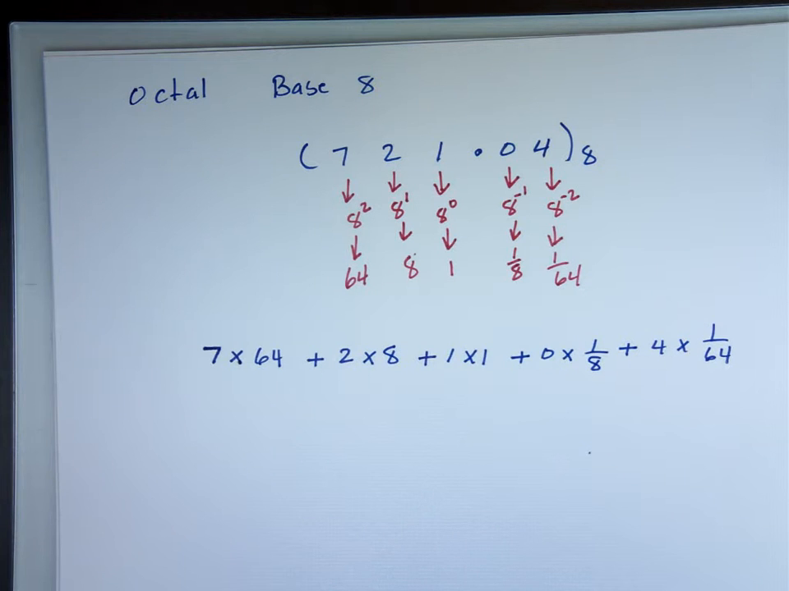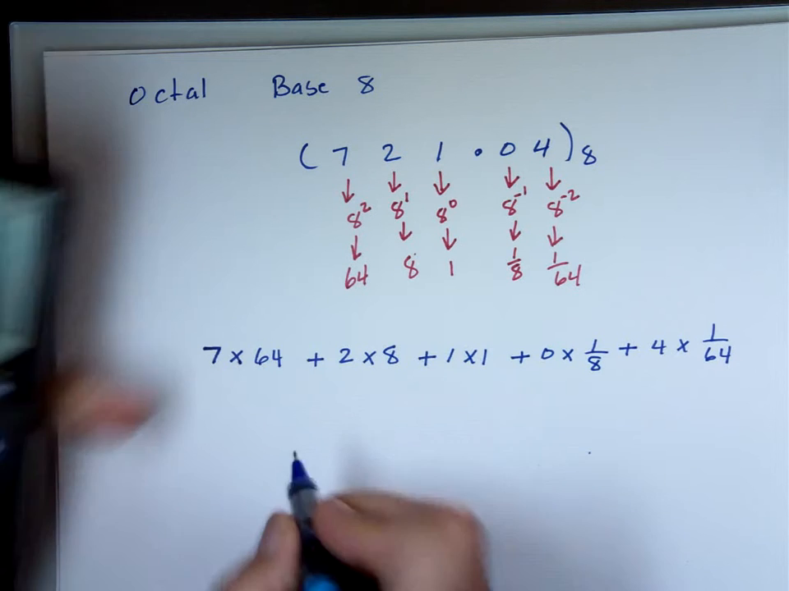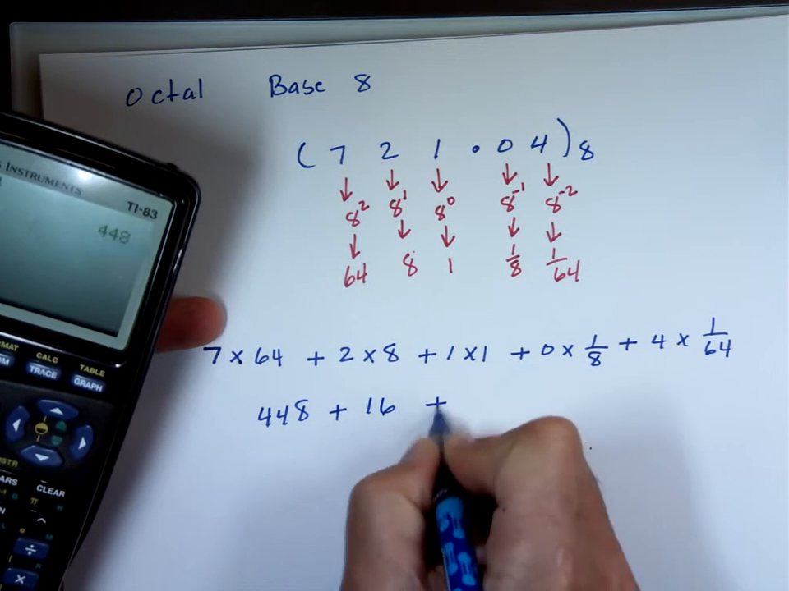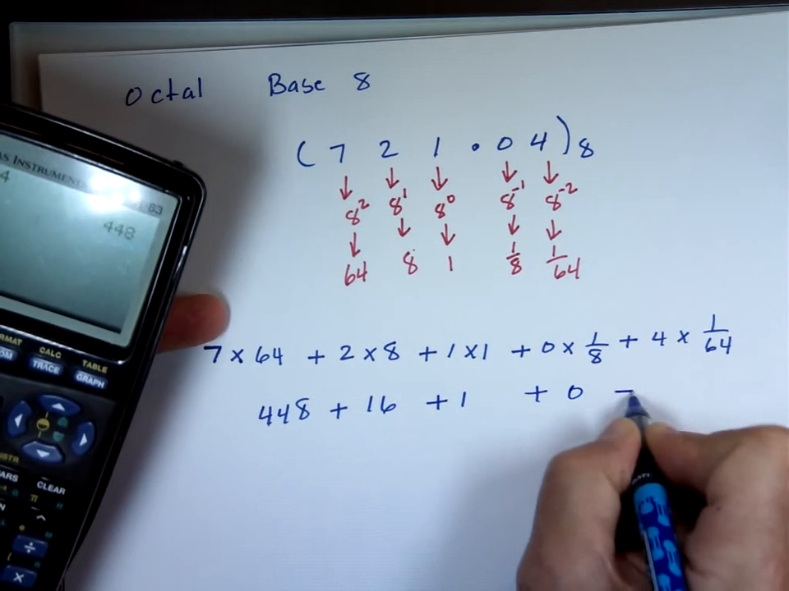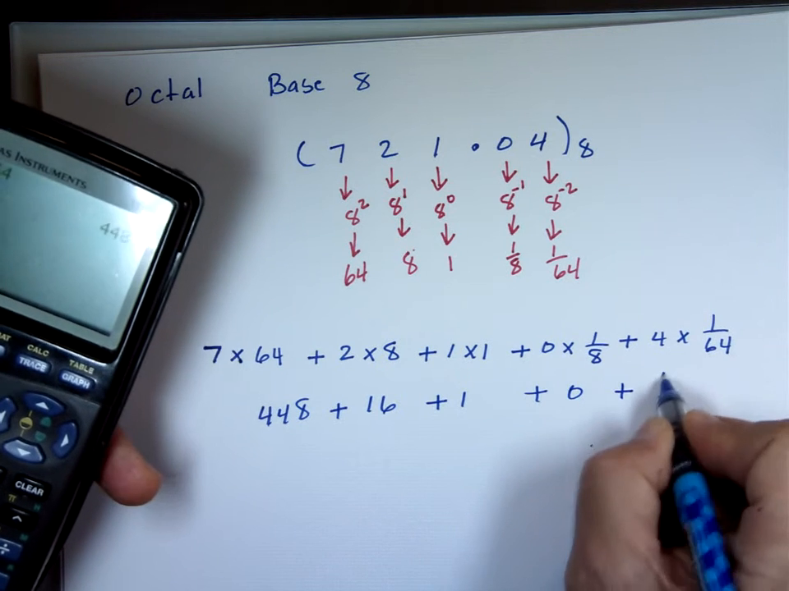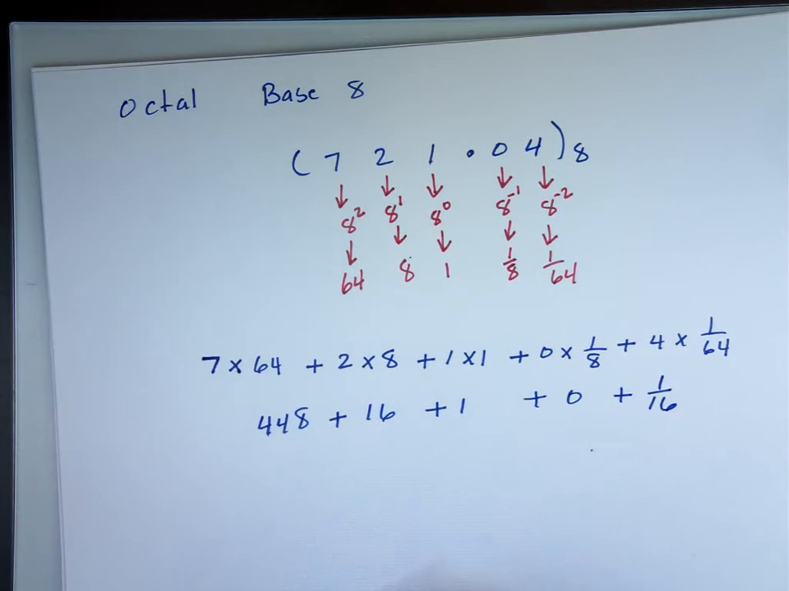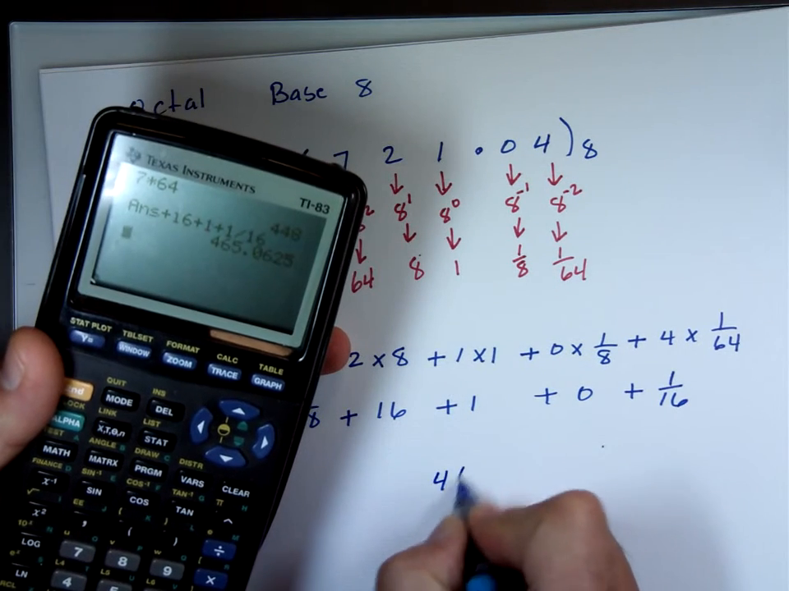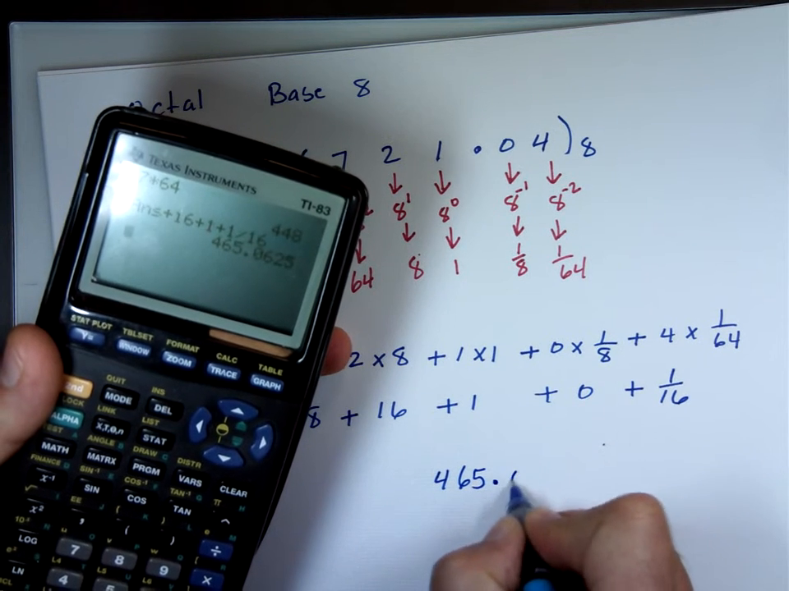I need a calculator for this one. Clear this, quit, clear. 7 times the 64, 448, plus the 16, plus the 1, plus the 0. What's that, 1 over 16? So 448 plus 16 plus 1 plus 1 divided by 16. The decimal value that's equivalent to that is 465.0625.